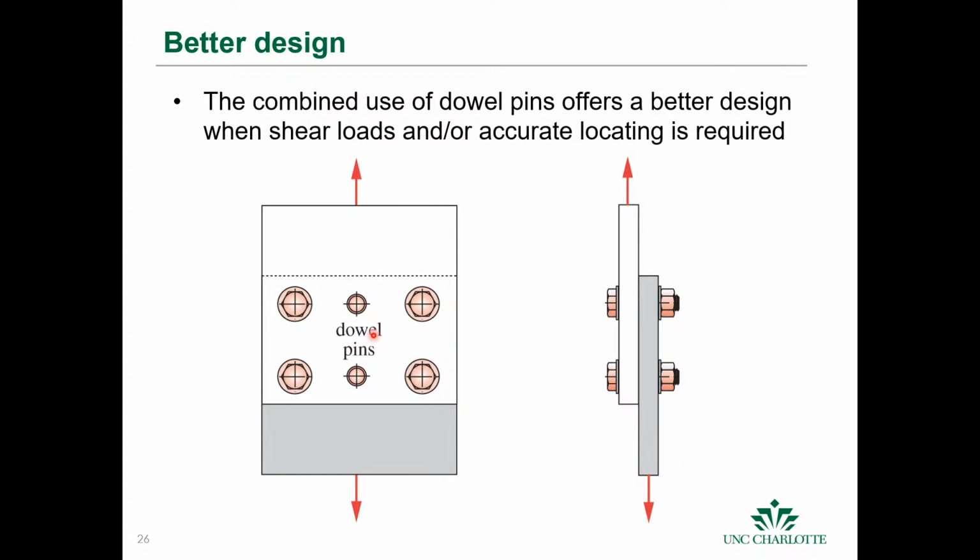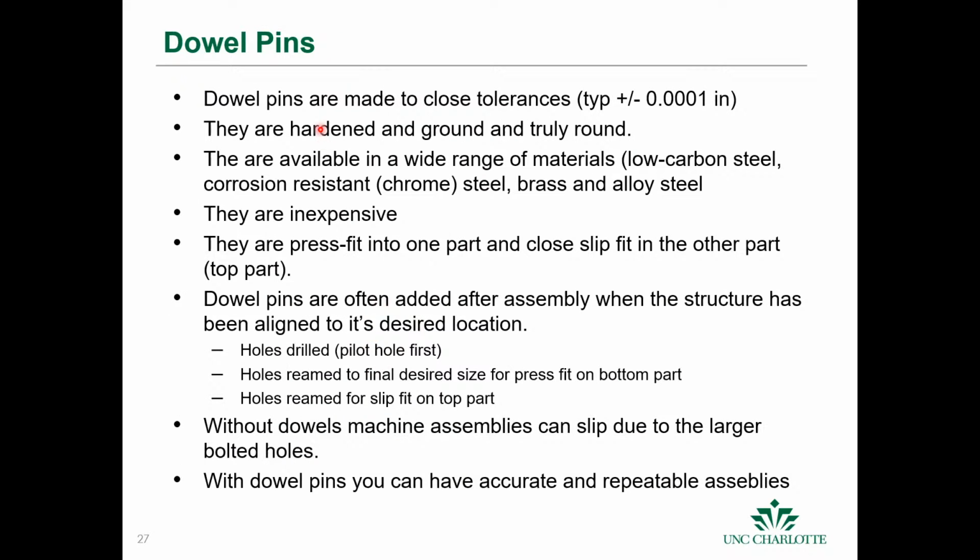Dowel pins are real cheap too, and you just pop in two more holes. There's a little bit more work involved in putting in the dowel pins. And we talk about that here. So dowel pins are actually made with tight tolerances, typically 1/10 of a 1,000th of an inch. Okay, they're hardened and ground, and they're truly round.